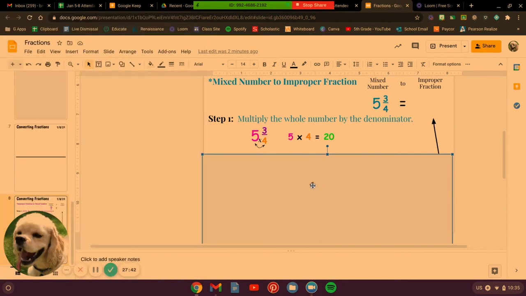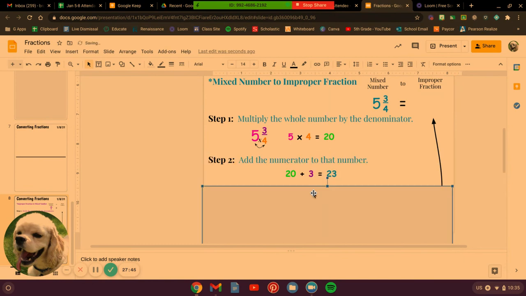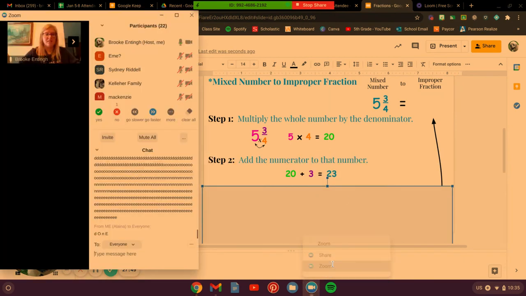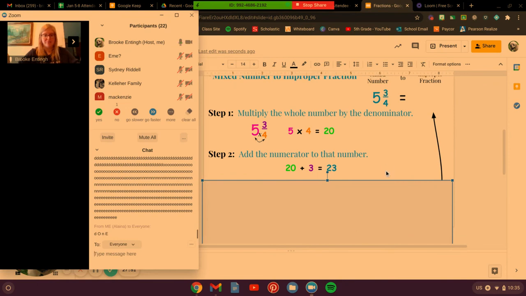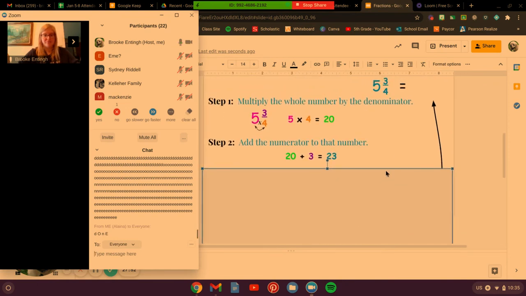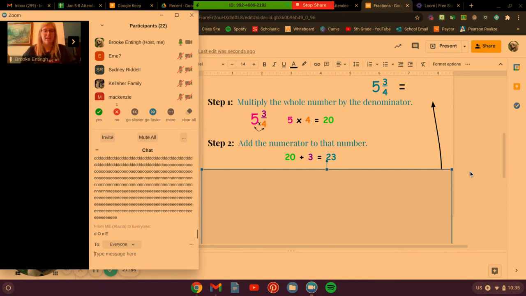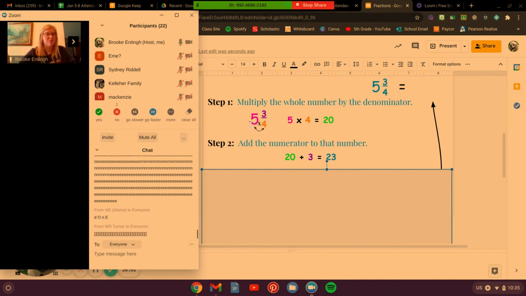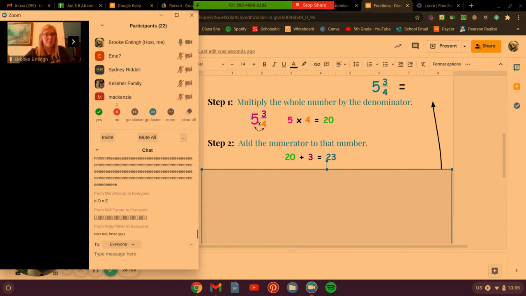So then our next step, step 2, is we need to add the numerator to that number. So we're taking that 20. Remember, the 20 represents how many pieces are in those whole pies or pizzas.